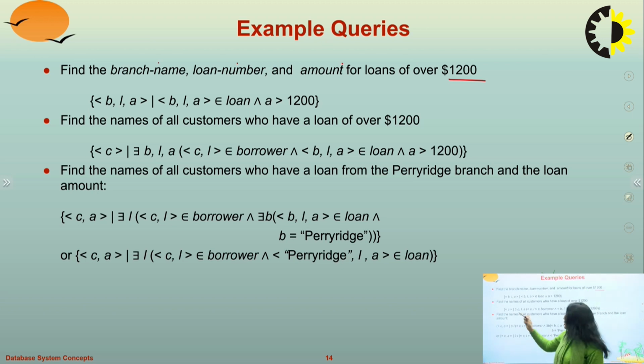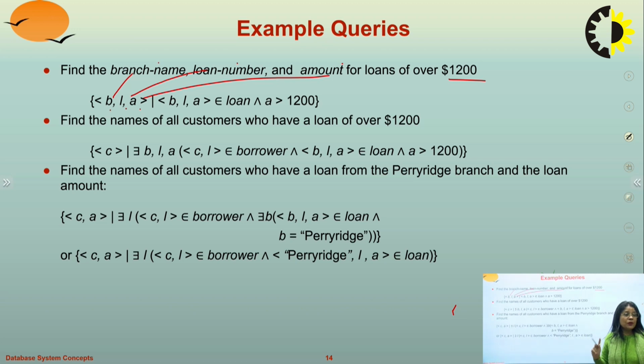So we will take some variables B, L, A. B for this, L for this, and A for this. So three domain variables will be required here, because to describe a tuple we require three variables, as there were three attributes. So we'll write this, and all three of these domain variables belong to the loan relation, and the condition is only on the amount. Loan amount should be greater than this. So we are writing this domain variable A here, that should be greater than 1200, right?